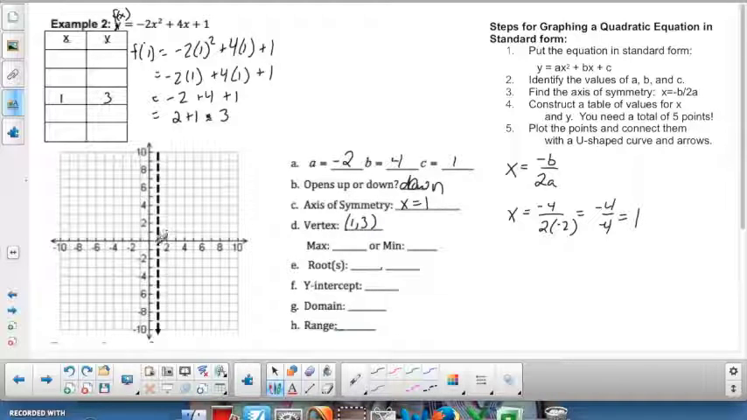So we're going to go over 1 and up 1, 2. I'm going to pick a different color. Over 1 and up 1, 2, 3. And that's going to be my vertex. Okay?